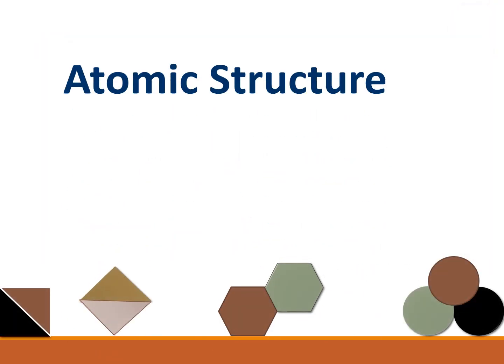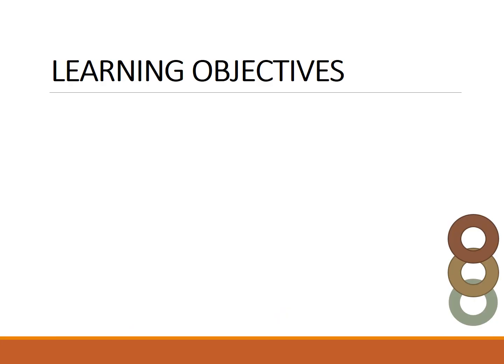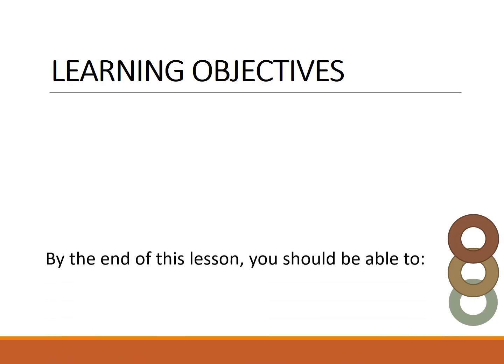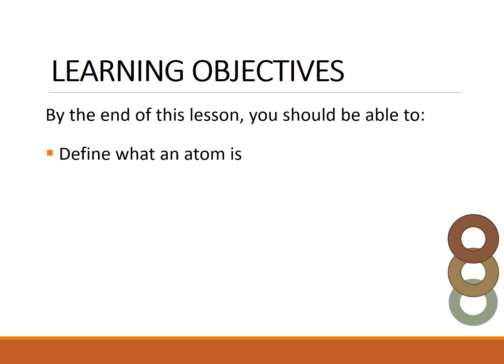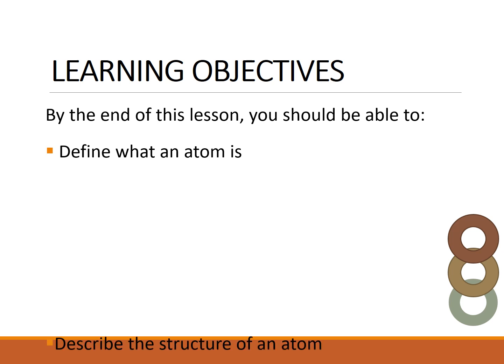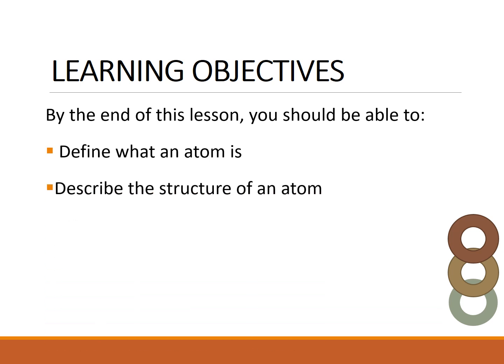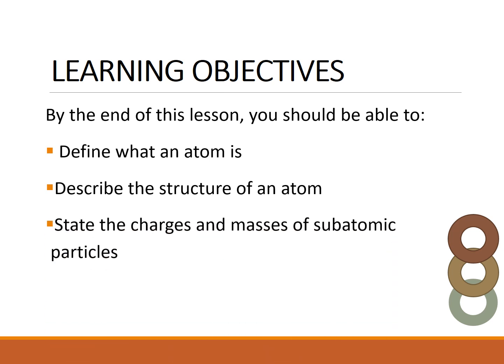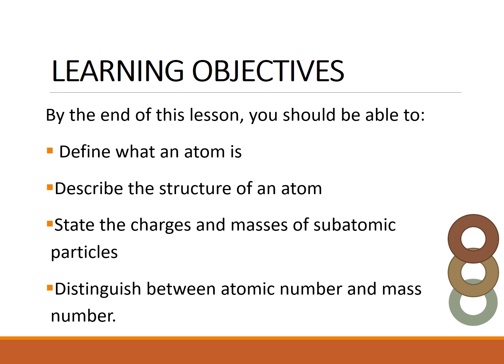Today we are looking at the atomic structure, and this topic is for IGCSE level. So let's look at our learning objectives. By the end of this lesson, you should be able to define what an atom is. You should describe the structure of an atom. You should state the charges and masses of subatomic particles, and you should distinguish between atomic number and mass number. So let's get started.